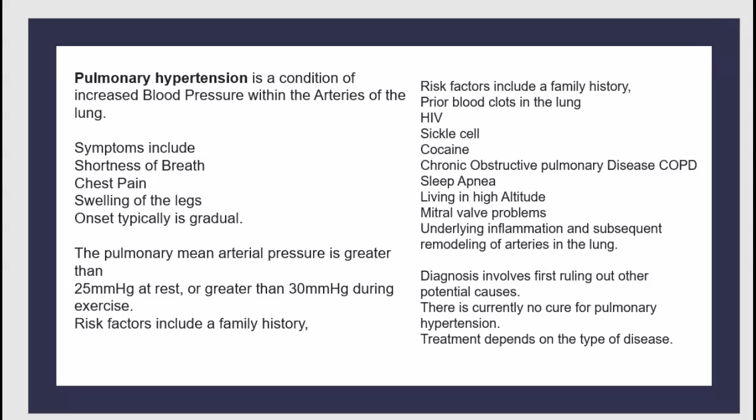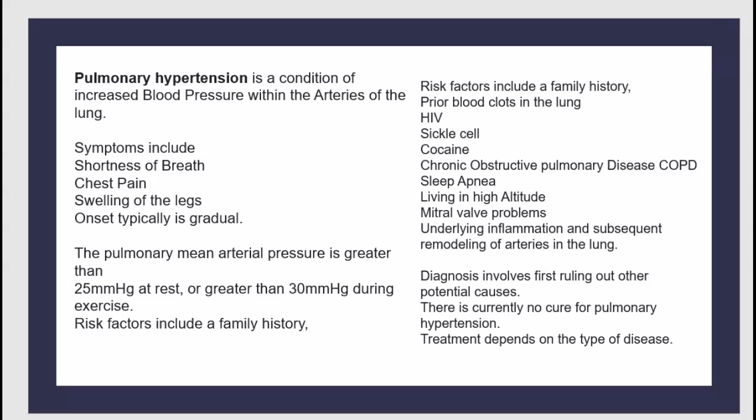The pulmonary mean arterial pressure is greater than 25 mm of mercury at rest or greater than 30 mm during exercise. Risk factors include a family history, prior blood clot in the lung, HIV, sickle cell, cocaine, chronic obstructive pulmonary disease, interstitial restrictive disease, sleep apnea, living in high altitude, and mitral valve problems.